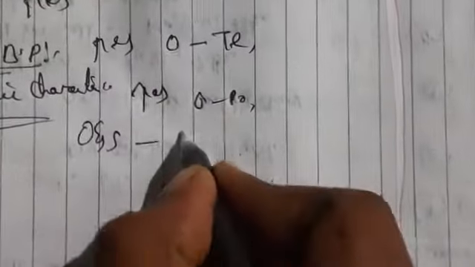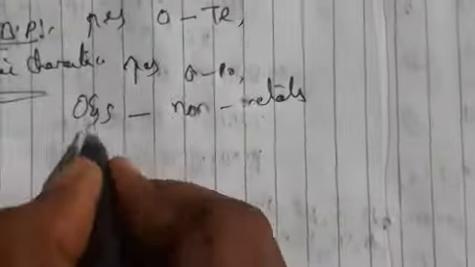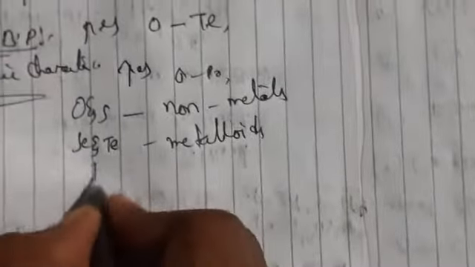Coming to the next one, metallic character. Oxygen to polonium, the metallic character increases. Okay, so oxygen and sulfur are non-metallic, selenium and tellurium are metalloids, polonium is a metal, we can say. So what happens here? Oxygen and sulfur are non-metals, selenium and tellurium are metalloids, meaning half nature, they show metal and non-metal properties. Coming to polonium, it is a metal.